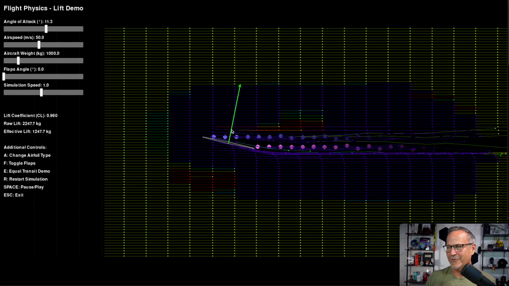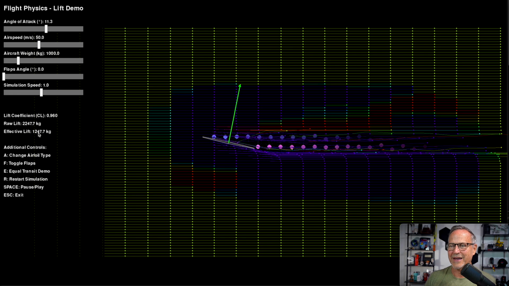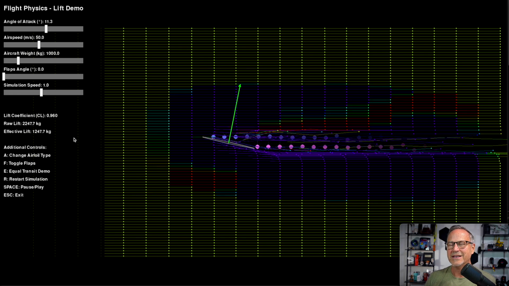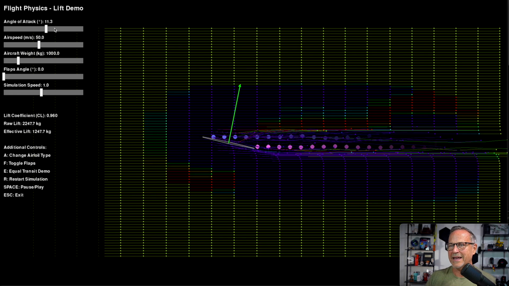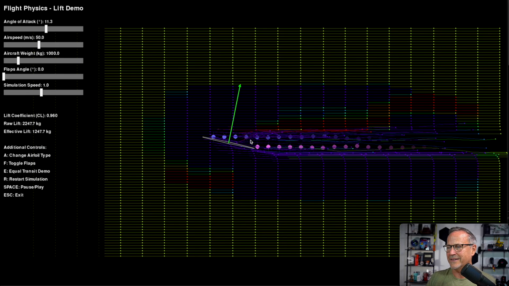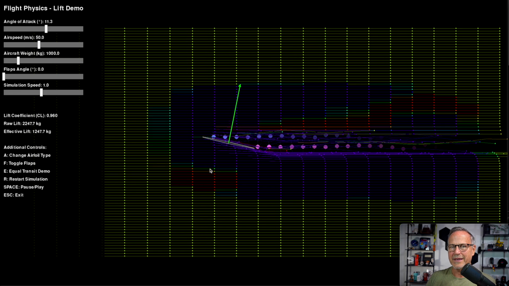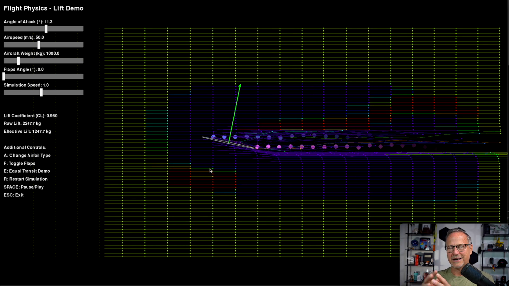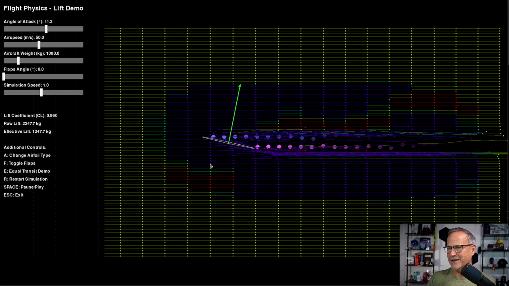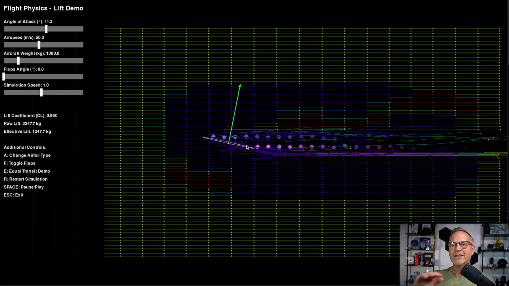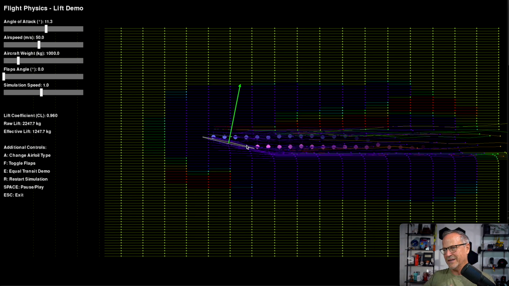But even with this flat wing in this simulation, we still are getting effective lift of 1,200 kilos, lifting it up into the air, whereas at a higher angle of attack, it actually gets less and less. The reason why is because we get flow separation off the top, and the differential in pressure between the bottom and the top doesn't work anymore because we're not getting proper laminar flow over the top. Laminar just means smooth. It just goes smoothly over the top of this.